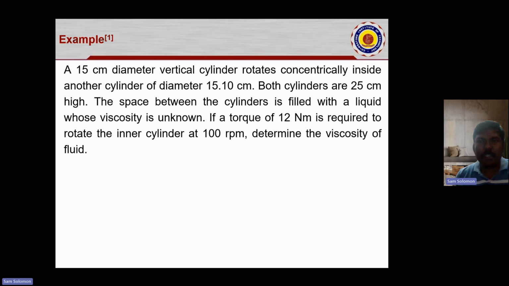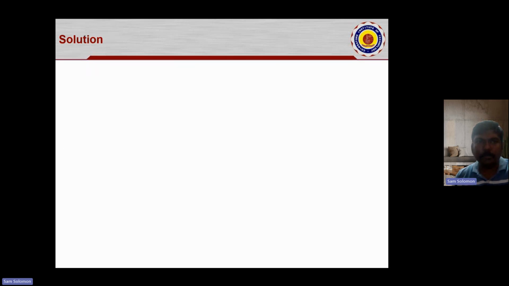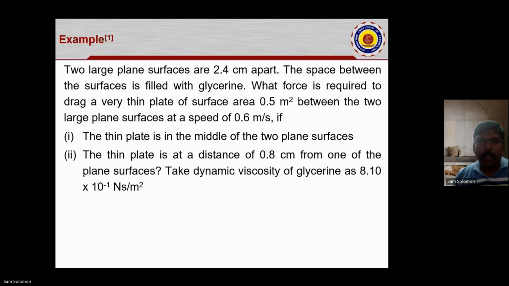So this is pretty similar to what we have done earlier. So I would request you to do this on your own. Let's try and do this. Two large plane surfaces are 2.4 centimeter apart. The space between the surfaces is filled with glycerin. So we have got two plane surfaces, both of them are stationary, and the space between these two is filled with glycerin.